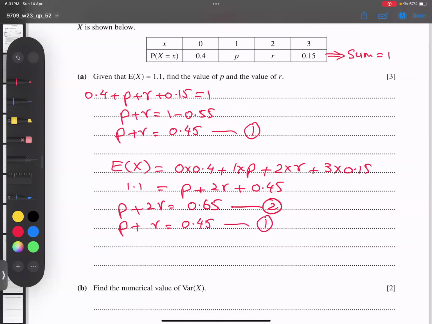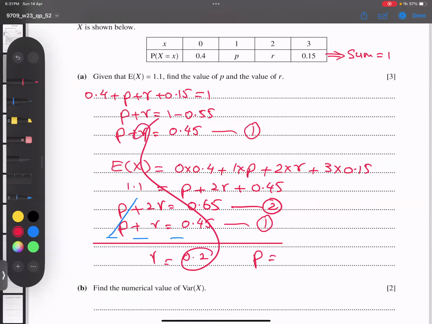I believe you're understanding what is going on. So sign change, change, change. This will cancel out, and I get R. R is coming 0.2 because we subtract them. And this 0.2, I'll copy it here, and I get the P value. P is 0.25. So Alhamdulillah Rabbil Alameen, I got the P value and R value.